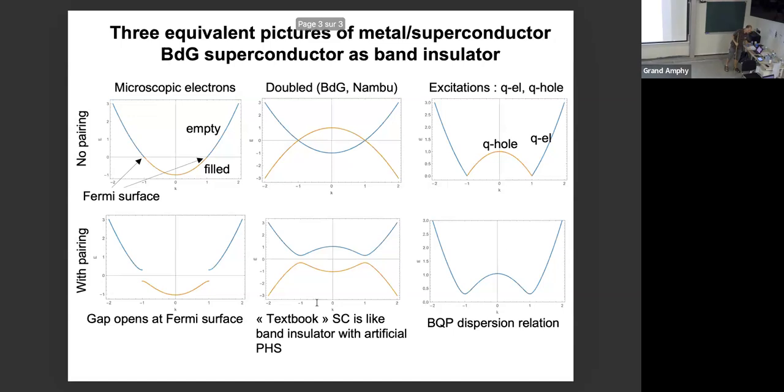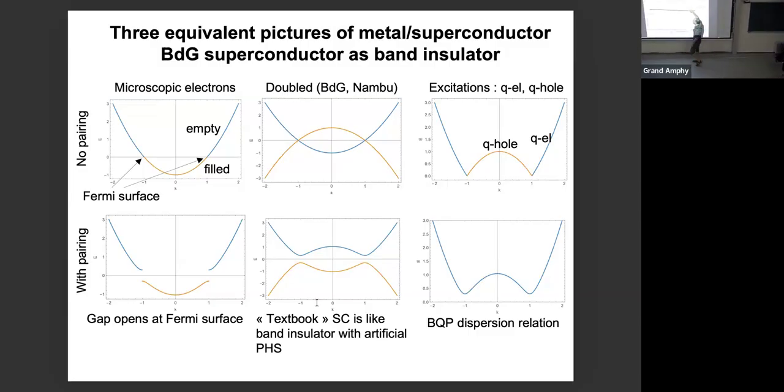Okay, and that's my last slide. It's just a remark, but this has always confused me. I just wanted to show you that there are three different pictures that illustrate the same thing. Here on the first line, it's a metal. You can either say I have one band that is filled up to here. These are the filled states, these are the empty states. But the same physics you can represent by artificially doubling the degrees of freedom. That's the Nambu or Bogoliubov trick. Then you have one band like this and a reverse band like this.